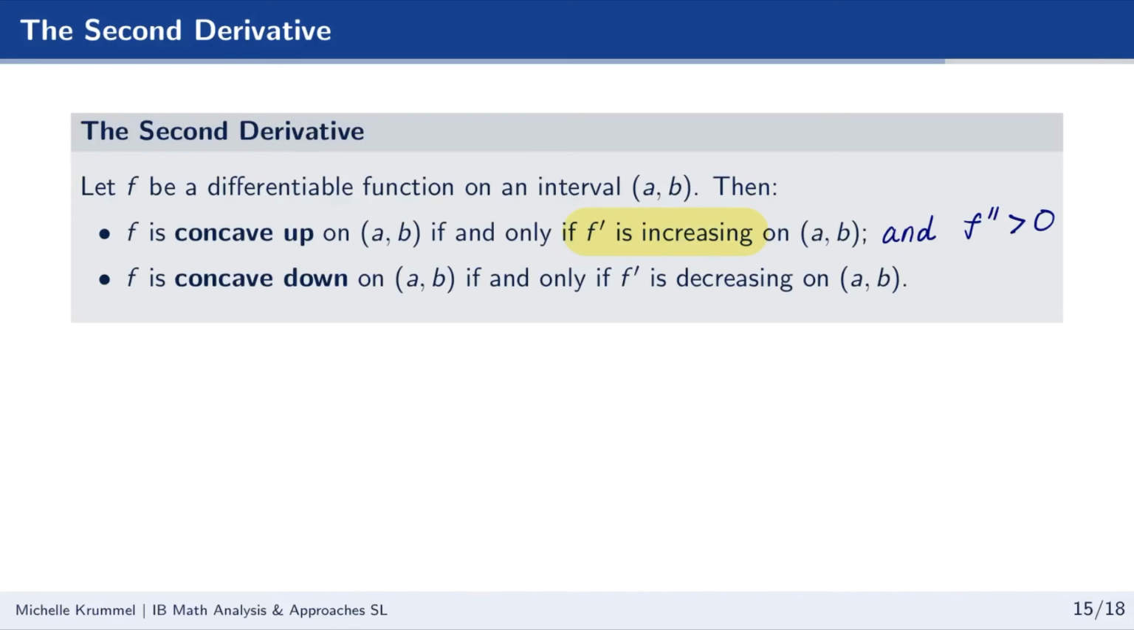If you can look at a graph and see that it's concave up, you can immediately conclude that f prime is increasing, and you can immediately conclude that f double prime is positive at that point where you're looking, at a point or on an interval.